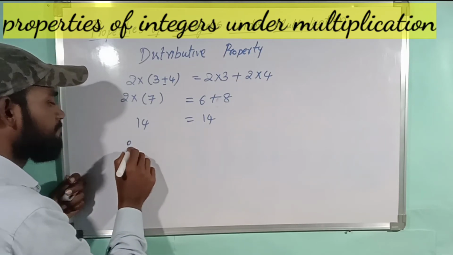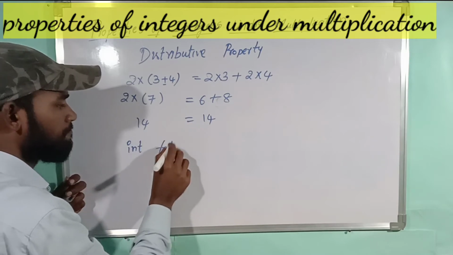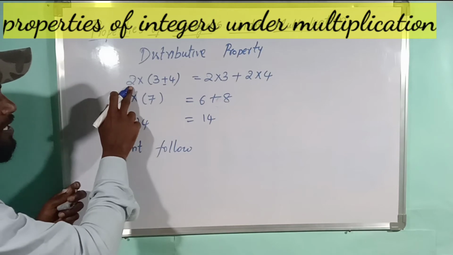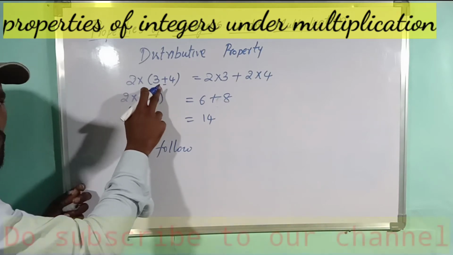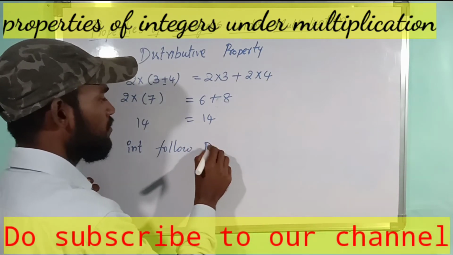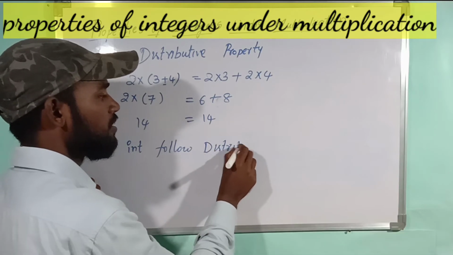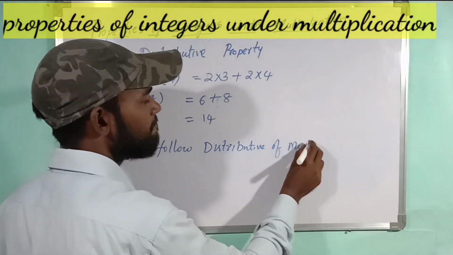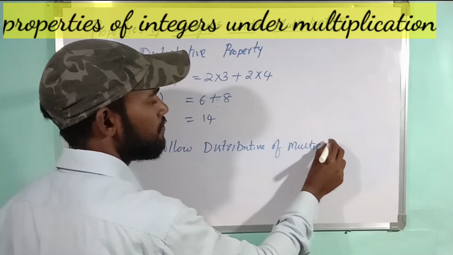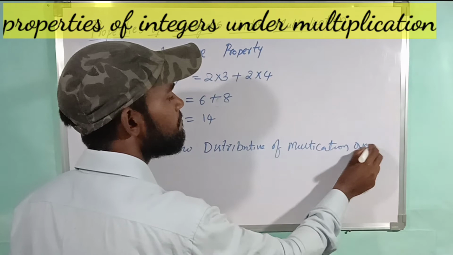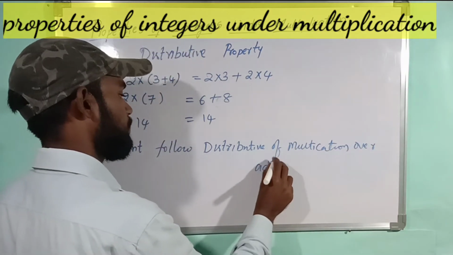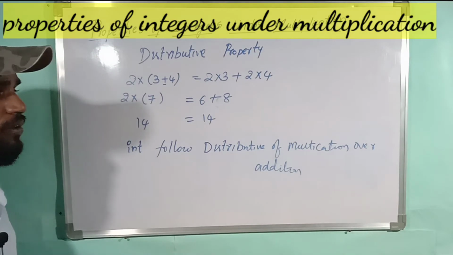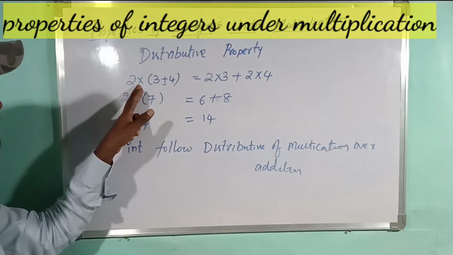Integers follow distributive property, distributive of multiplication over addition. Everyone clear? Distributive of multiplication over addition. Here we are distributing multiplication over addition.